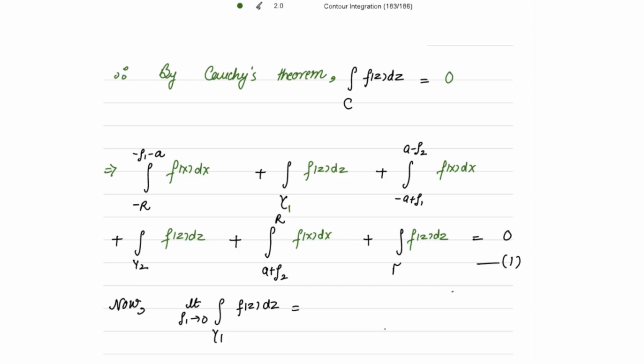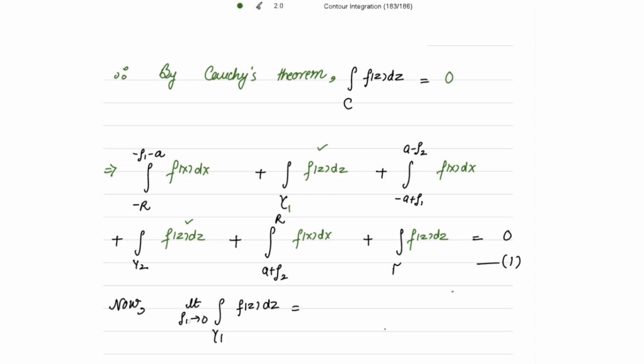And in these cases you have to take r very large. Here r is very large, so you have to take r tending to infinity. And for the smaller semicircles you have to take their radii tending to 0. So I calculate this integral, and over gamma this integral is always equal to 0 by Jordan's lemma, right? And let's calculate the integral over gamma 1 and gamma 2.